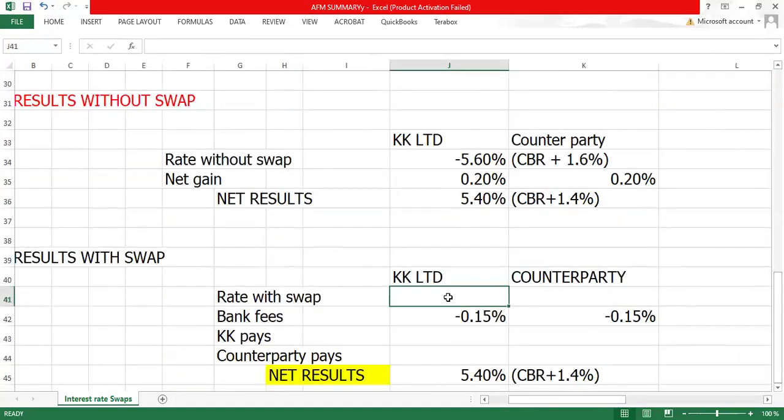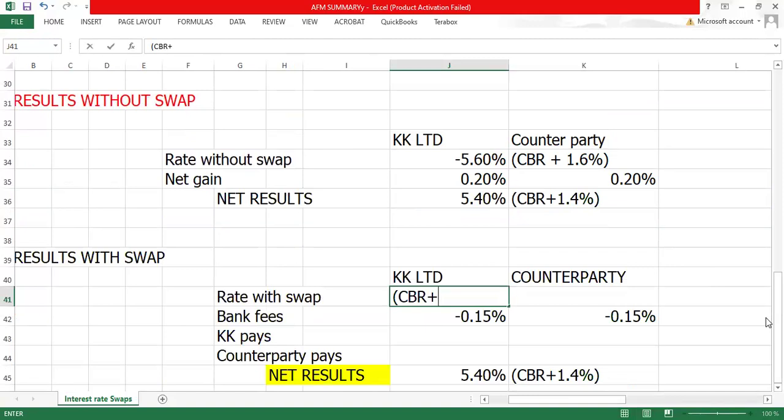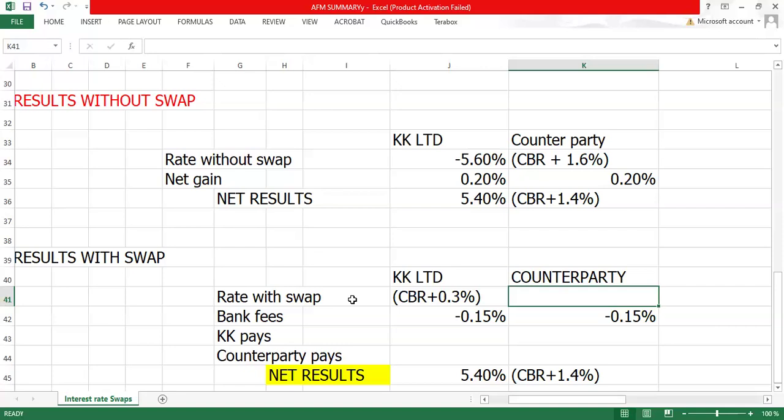What was our floating rate? It is CBR plus, what was the floating rate for KK Limited? 0.3%. Then the moment you use the floating rate here, automatically for the counterparty you use the fixed rate, the opposite. What was the fixed rate of the counterparty? 6.2%. This is a cost, you put it in bracket. Any question here?